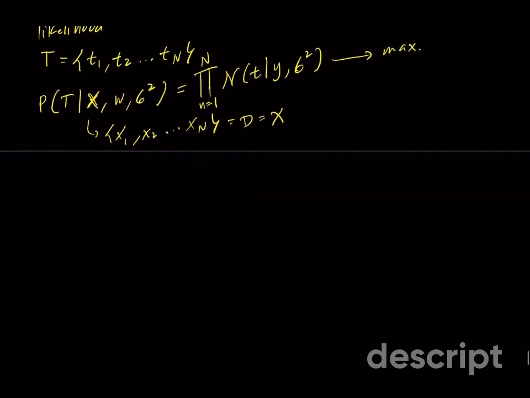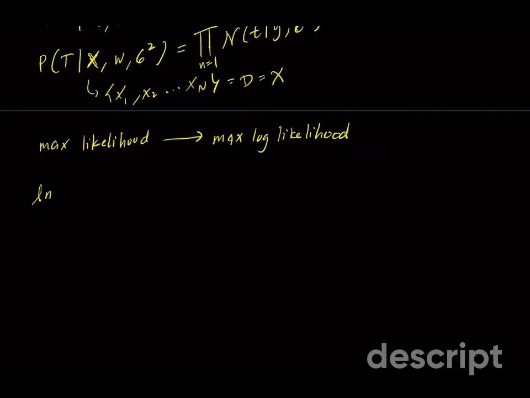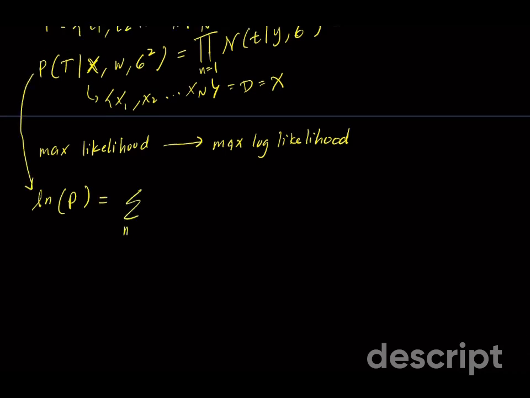But it turns out it's easier to maximize the logarithm of this value. So you want to maximize the likelihood, but it's easier to evaluate the logarithm of the likelihood, and at the same time, maximizing the likelihood is the same as maximizing the log likelihood. So let us maximize the log likelihood instead. Let us get the logarithm of p, which is from here, and that becomes the summation from n equals 1 to big N of the normal distribution of t given your model y and sigma squared.